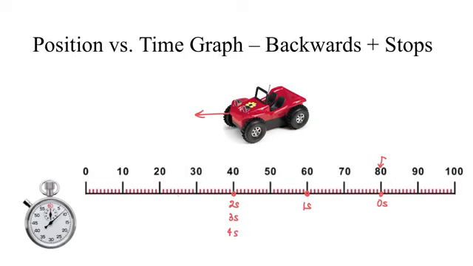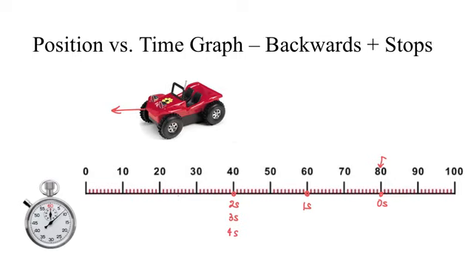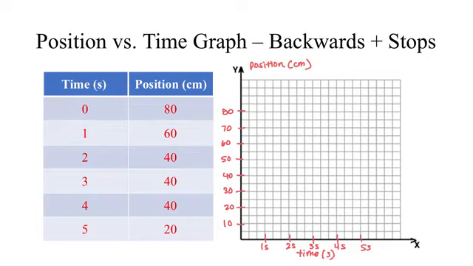And so then after 1 more second, the car is now at the 20 centimeter mark. And so that would be at the 5-second mark. The car is here at 20 centimeters. Now let's put this data into a table and then graph it. So I have our data from our second experiment in the table on the left. Let's go ahead and plot this data.